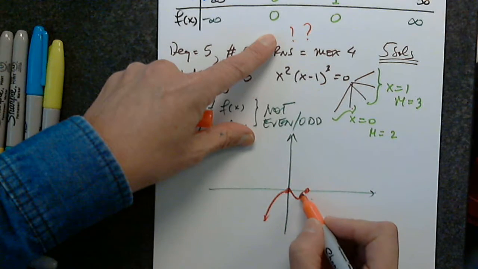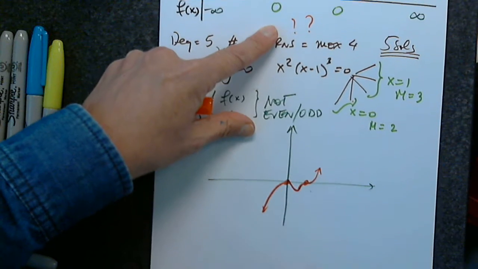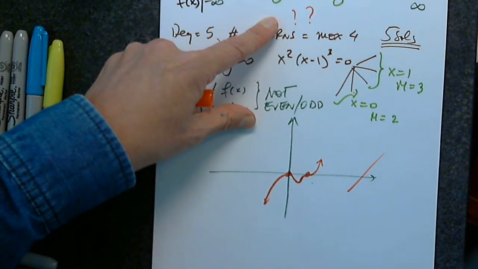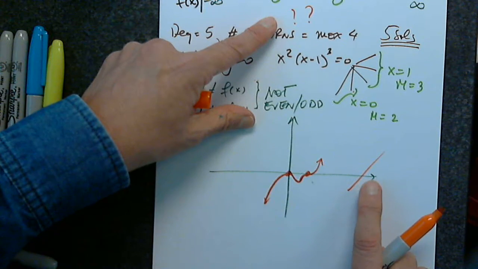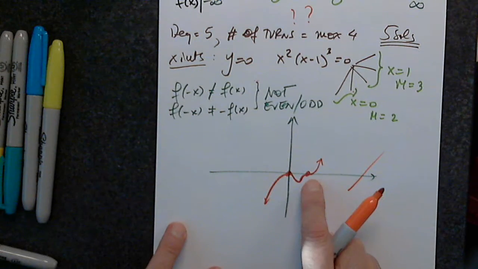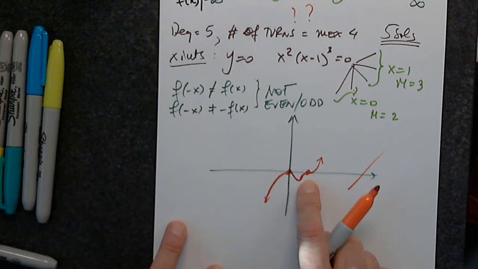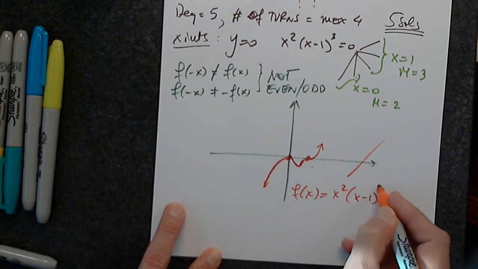Slowly, slowly. It's not a cross like this. Please do not graph it like this. This will be a solution with multiplicity 1. But multiplicity 3, it looks like this. So this is our function, f of x equals x squared, x minus 1 cubed.